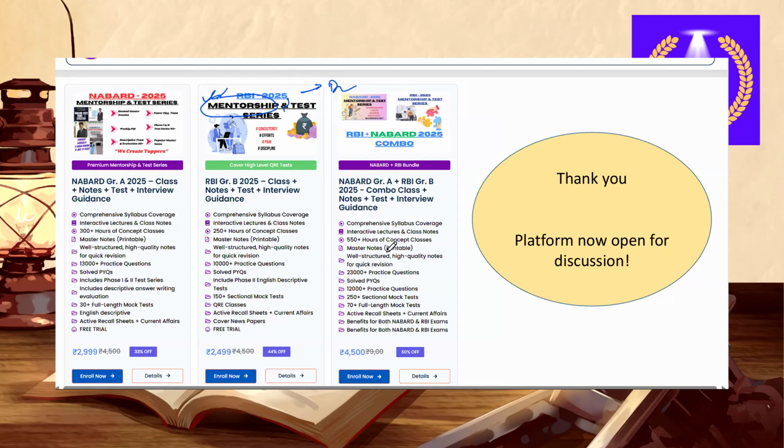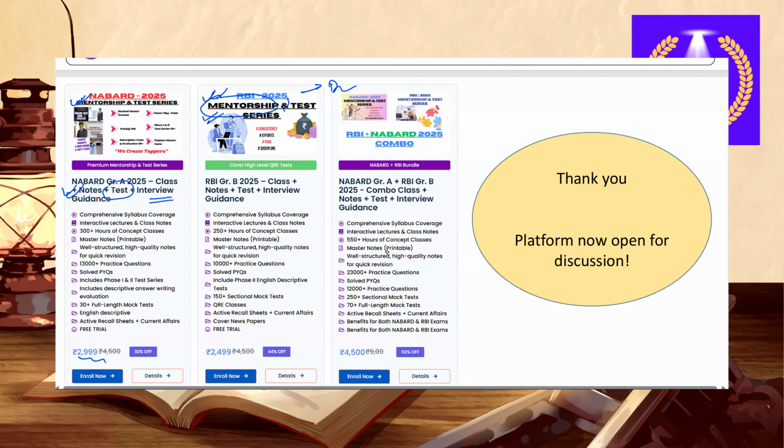Coming back to this page, these are the courses that are available as of now on our website, apart from other courses. If you are looking to prepare for the NABARD Grade A examination 2025, you will get the complete coverage of the syllabus through classes over each and every topic, along with the tests, high level test series, power play tests, and obviously the interview guidance, along with mentoring support. You can speak to your mentor if you face any sort of issues. The course price is 2,999.